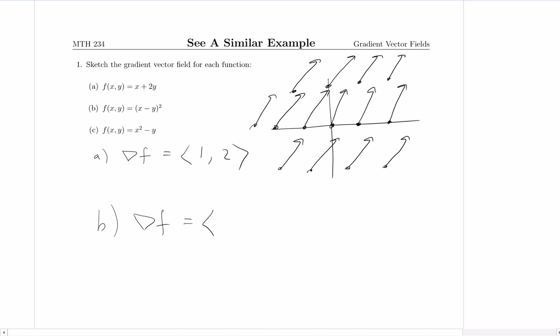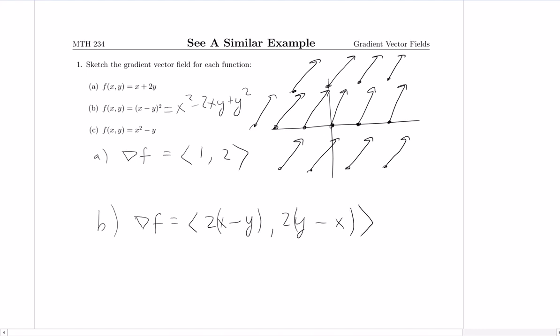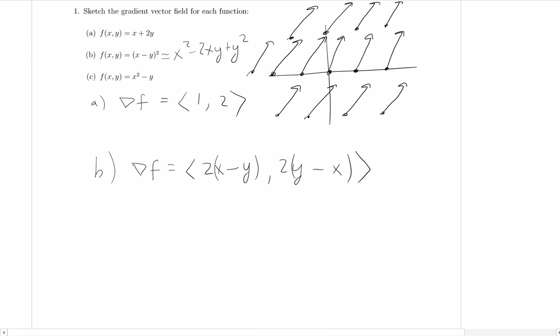Here, well, let's first multiply this function out. If we square this, this is x squared minus 2xy plus y squared. Now, if we take the gradient, the x derivative is 2x minus 2y, and the y derivative is 2y minus 2x. So let's try to imagine what this looks like.